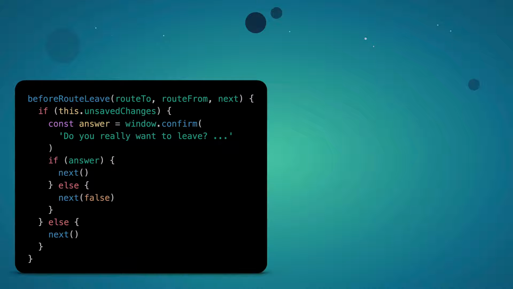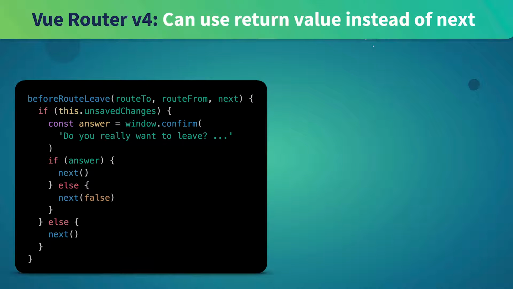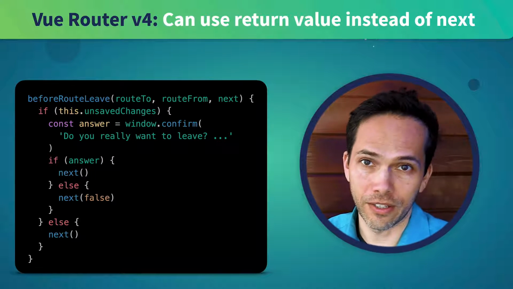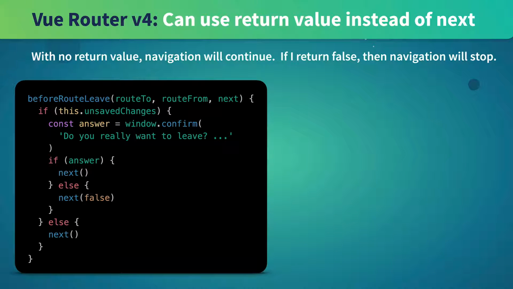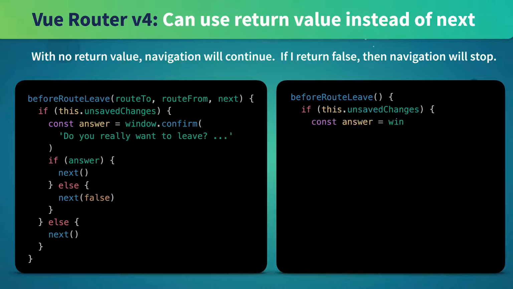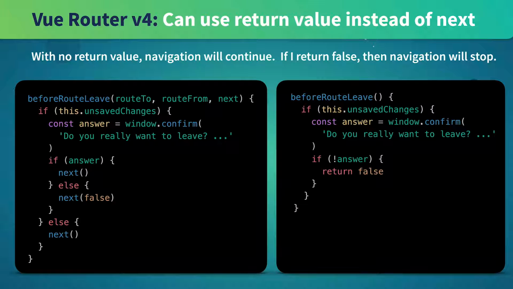I mentioned there's some new functionality in Vue Router version 4. Optionally, you can use the return value instead of using next. So with no return value, navigation will continue, and if I return false, the navigation will stop. How might that look if we implemented it? Here we have our alert. Without a return value, navigation will continue away from the edit page, so we only really need to check if answer is not true, in which case we can return false, and navigation will not continue. This code has the same functionality.